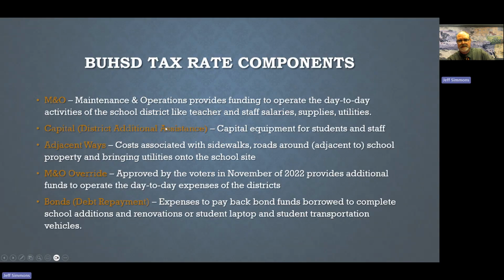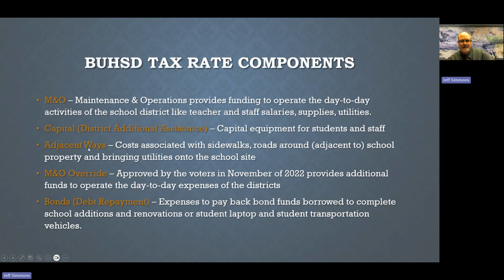So the components that make up the property tax, there's three components. These first three make up one component of it. It's the maintenance and operations budget. This provides the funding for the day-to-day activities of the school district, like teacher and staff salaries, supplies, and utilities. Capital, which is called District Additional Assistance by the state. This is capital equipment for students and staff.